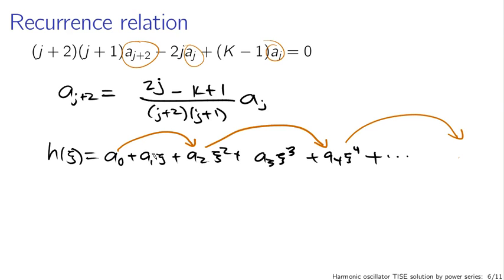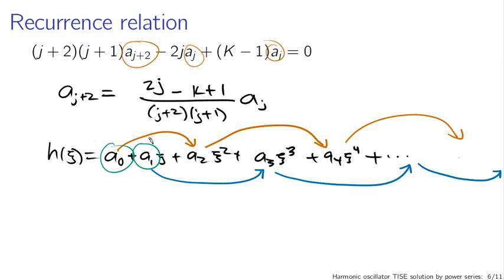The same holds for the odds. If I told you what a1 is, you could substitute j equals 1 in this and find a sub 3. If you knew a sub 3, you could find a sub 5. You knew a sub 5, you could find a sub 7. So we effectively have these two chains of coefficients. If you know a0 and a1, you can find all of your coefficients in your power series solution to this ordinary differential equation. We have these two unknowns, a sub 0 and a sub 1, and those correspond to the two unknowns you have when solving any other second-order ordinary differential equation.